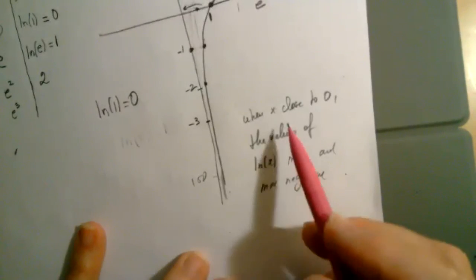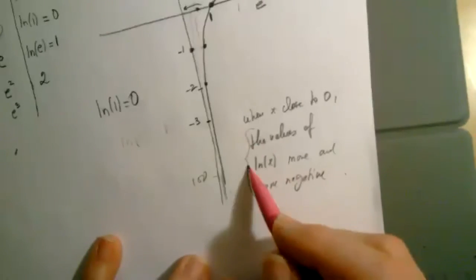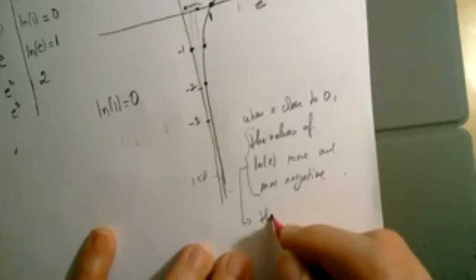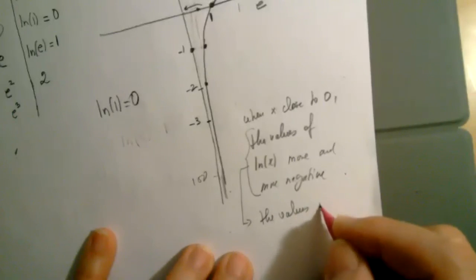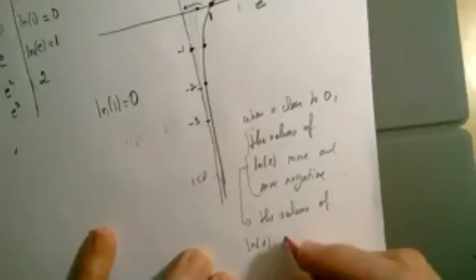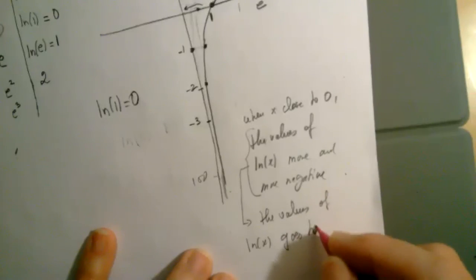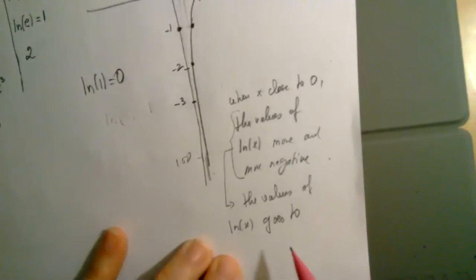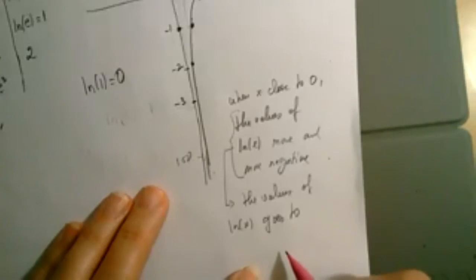Now, sometimes in math, we express this idea. The value of ln becomes more and more negative. We say that the values of ln of x goes to, what do you think I'm going to write?